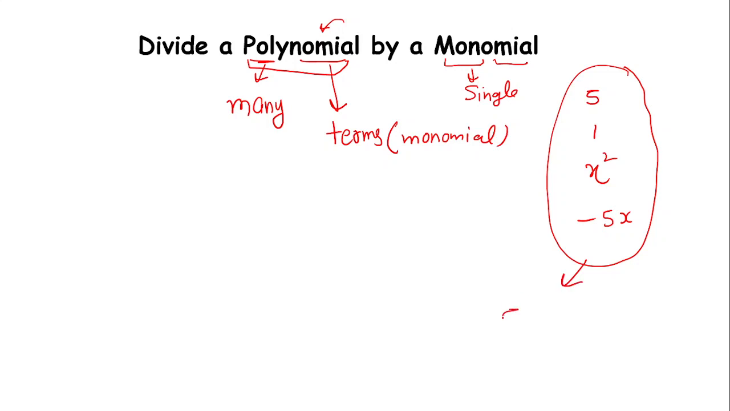For example, 5 is equal to 5 times x power 0, isn't it? So this 5 is a monomial. This x square is also a monomial. Why? Because the power is positive. Fine, that's okay. Can you say 1 is a monomial? Yes. Why? Because 1 can be written as 1 times x power 0. It means I can say 1 is a monomial having degree 0.